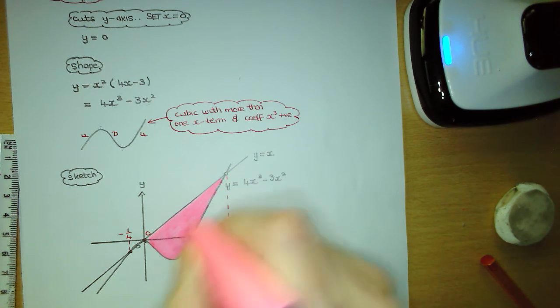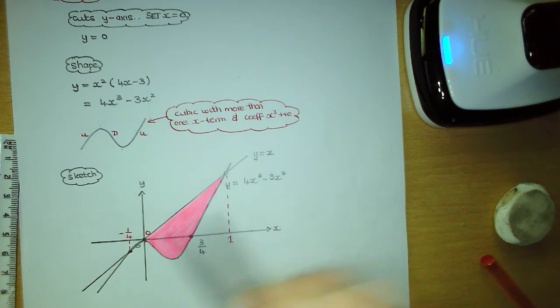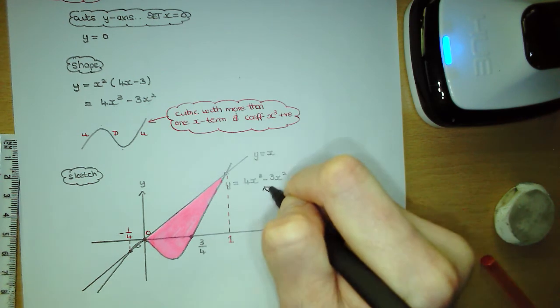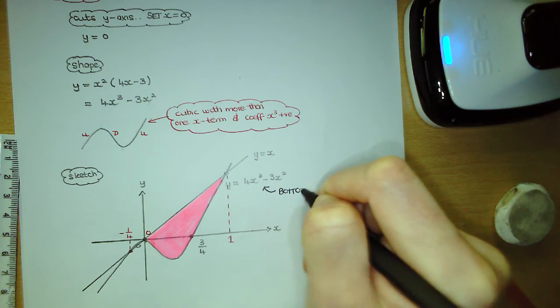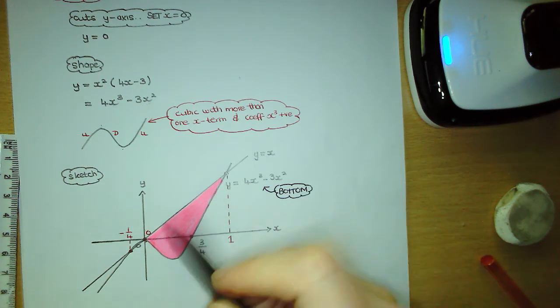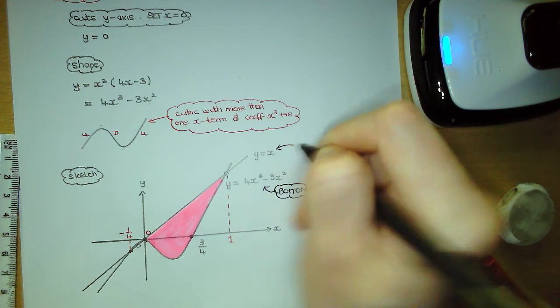So before we use our little formula, we need to identify what's on the top and what's on the bottom. So clearly underneath the area is the curve. So that is on the bottom. Then above the area is the line y equals x. So that's on the top.